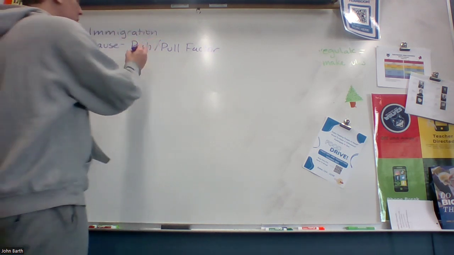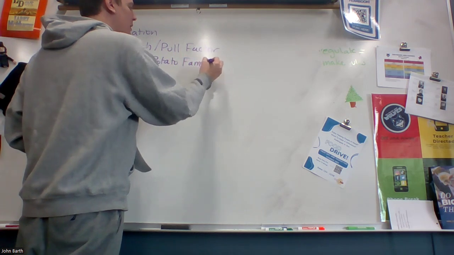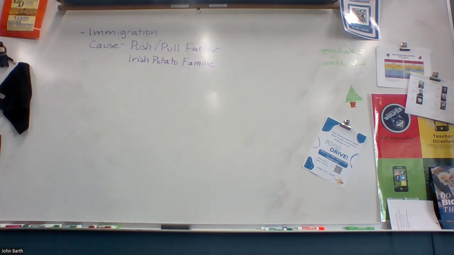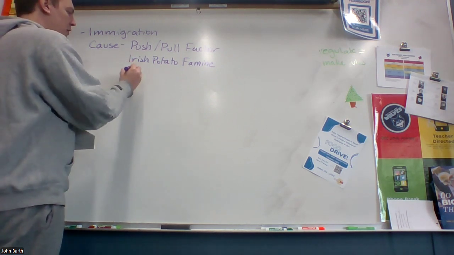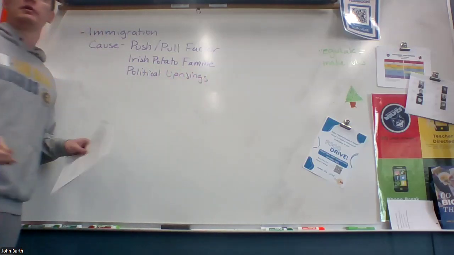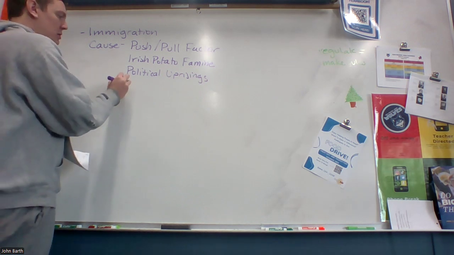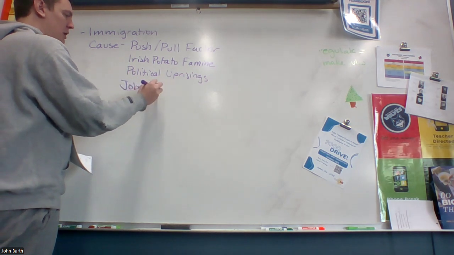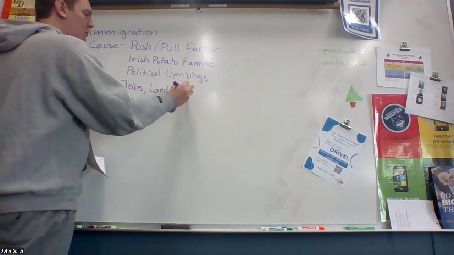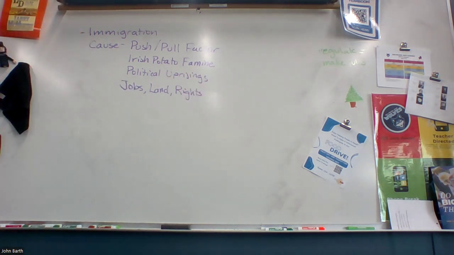The Irish potato thing. That's the one I think most students remember when we talk about this chapter, right? The Irish potato famine. In Germany, there were political uprisings. And the pull factor is the reason why you're pulled to the US. Why would you want to come to the US? Some people say there are more jobs, there's available land, there are different rights that people have in the United States. So these are reasons why people might want to come.